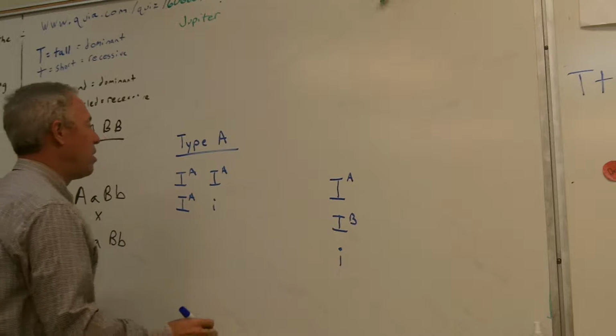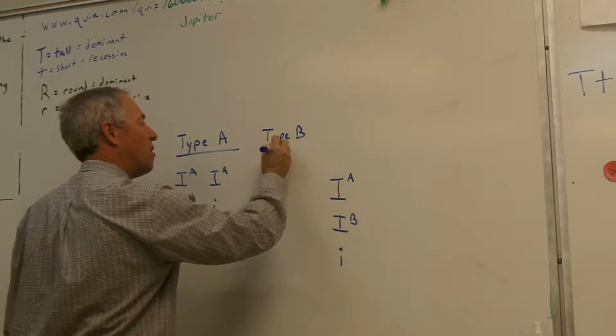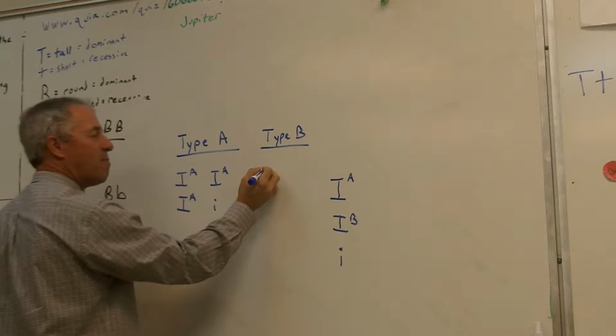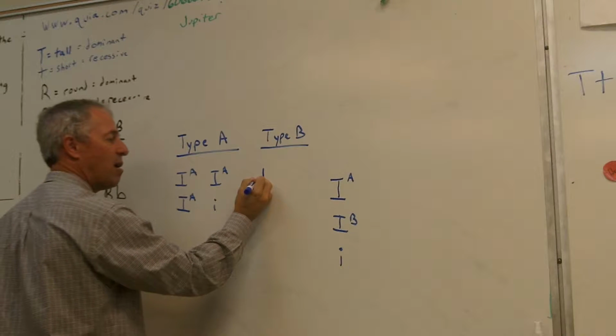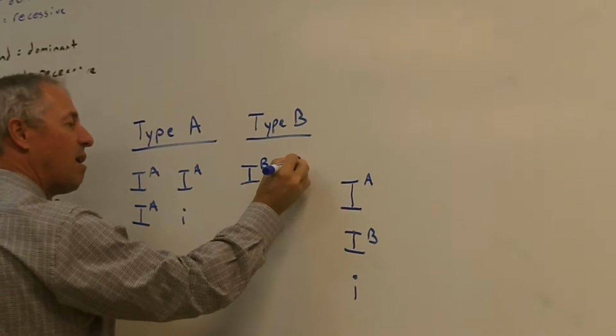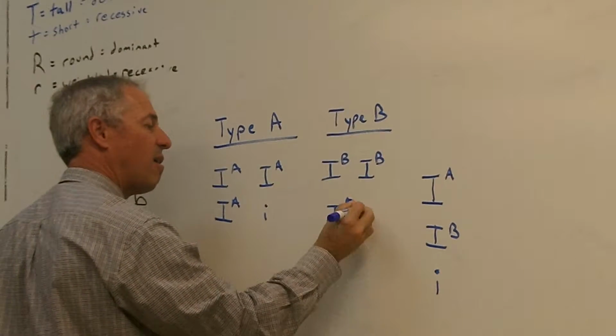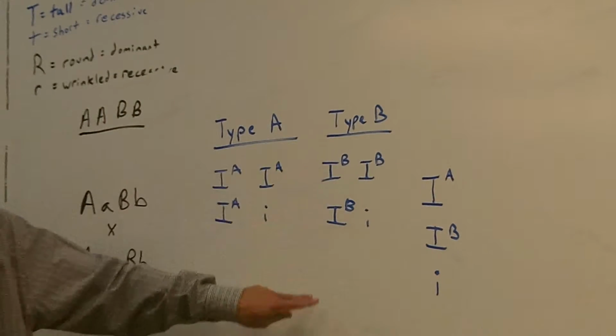Or, what about type B blood? Could you imagine what you could be for type B? IB IB, or IB little i. Those are both type B.